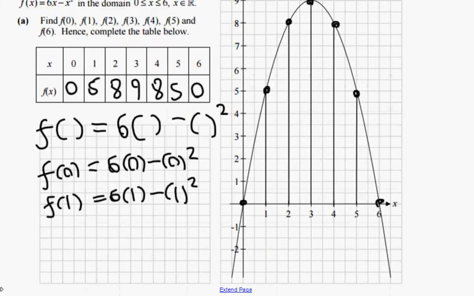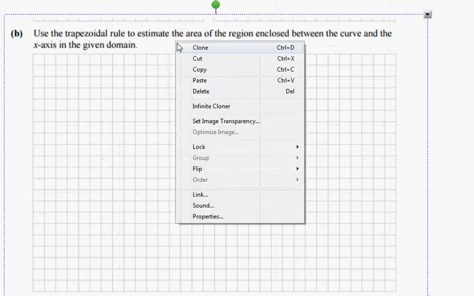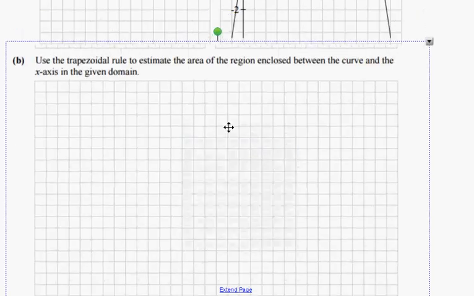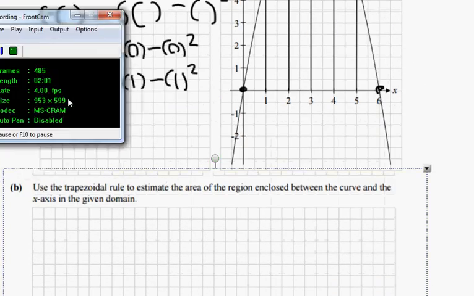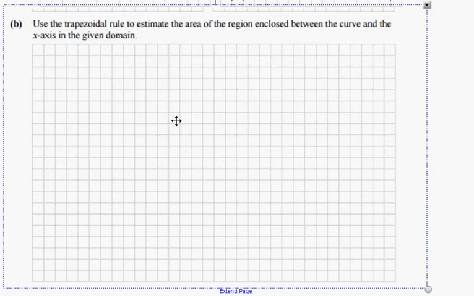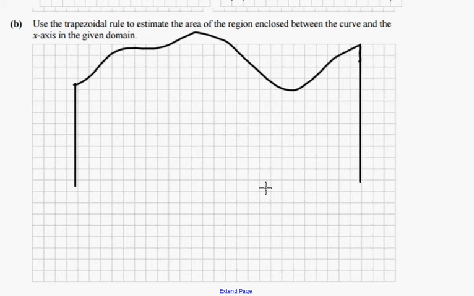Now what they're going to ask you next is this here. Use the trapezoidal rule to estimate the area of the region enclosed between the curve and the x-axis in the given domain. Does somebody have a table on page 12 of your notes? What you'll see is a diagram, something like this. The diagram will be just a random shape like that, and what it tells you about this random shape is this.